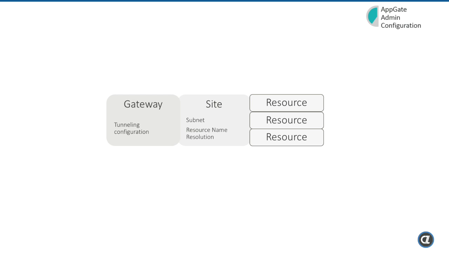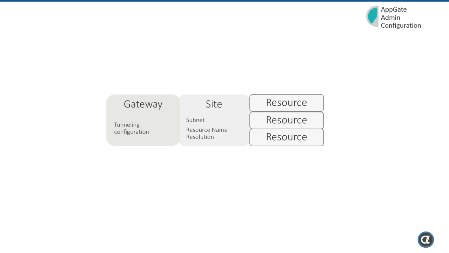So the gateway will provide all the information regarding the tunneling so that the communication from point to point will be established. The site, in turn, will provide all the information regarding the subnet and how the resources in that subnet will be reached. Most important to mention on the site configuration is the resource name resolution. We're going to use the dynamic resource name resolution. So instead of using static IP addresses or host names, we're going to use name resolution depending on tag names, etc. So these will finally allow us to communicate with the resources we set up in the last step.